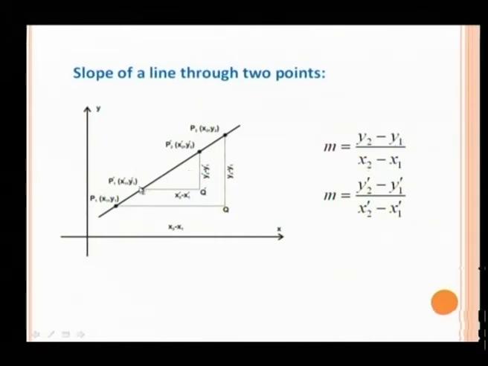If on the same line we consider 2 different points, P1 dash and P2 dash, where P1 dash has coordinates x1 dash and y1 dash, and P2 dash has coordinates x2 dash and y2 dash, then the slope would be y2 dash minus y1 dash divided by x2 dash minus x1 dash, which would again be the same as the previous slope, y2 minus y1 divided by x2 minus x1.